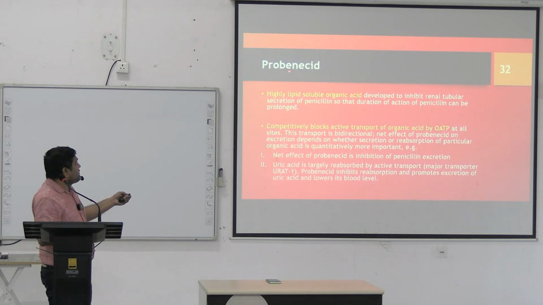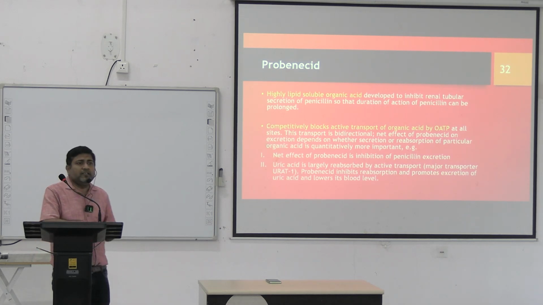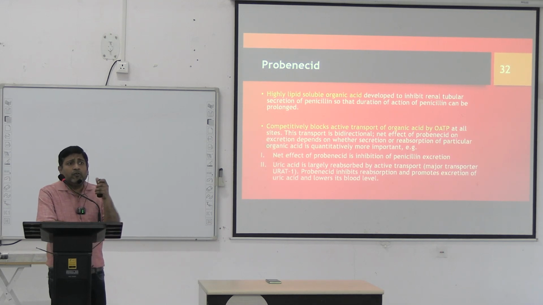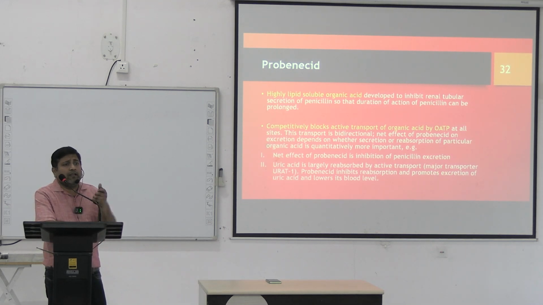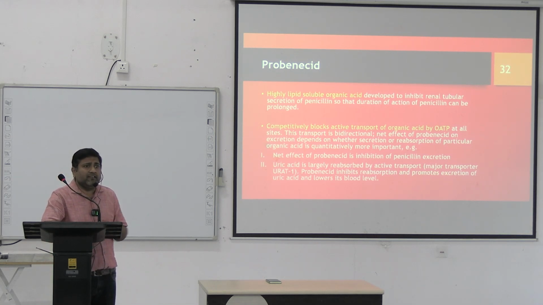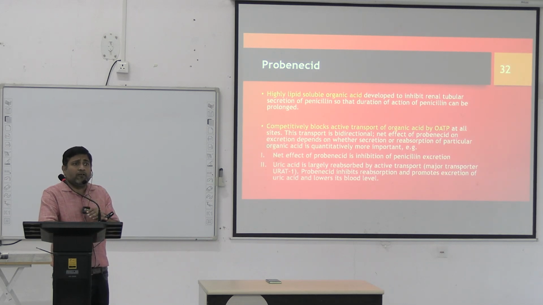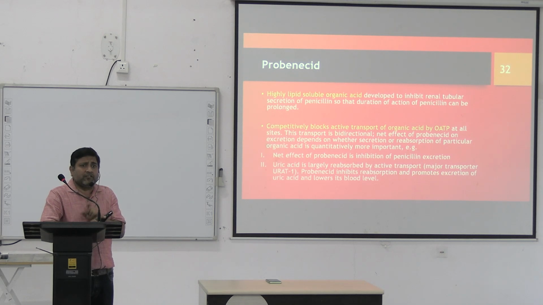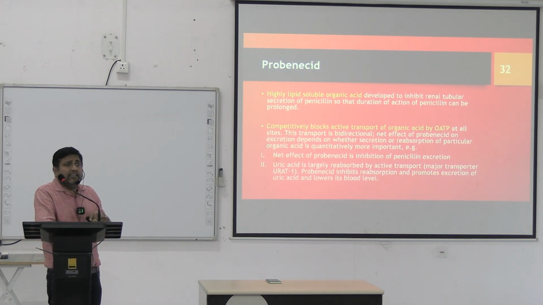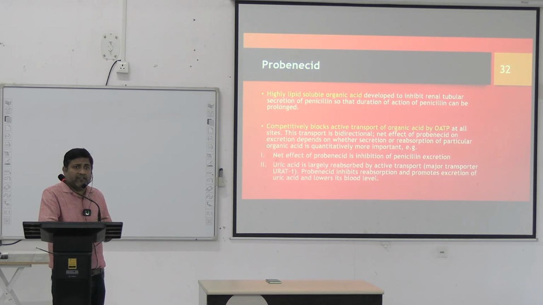here the drug is probenecid. Probenecid is basically an organic acid. It was initially introduced in the market to increase the half-life of penicillin. Why? Being an organic acid, it uses an organic acid transporter protein in the kidney and inhibits the transport of other organic anion proteins. As a result, what happens? The penicillin excretion is decreased in the kidney, that results in the increased half-life of penicillin.